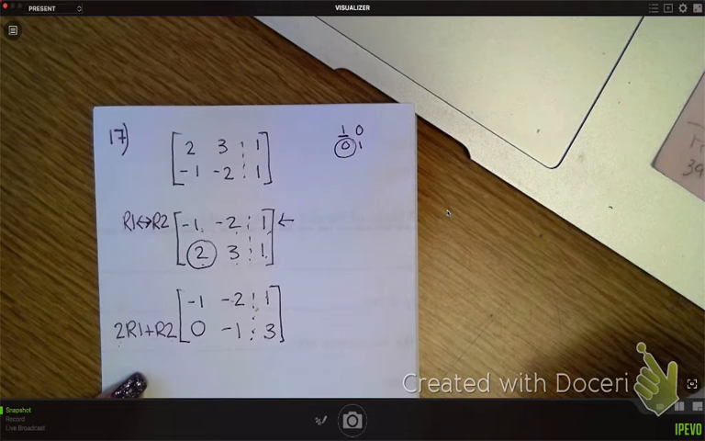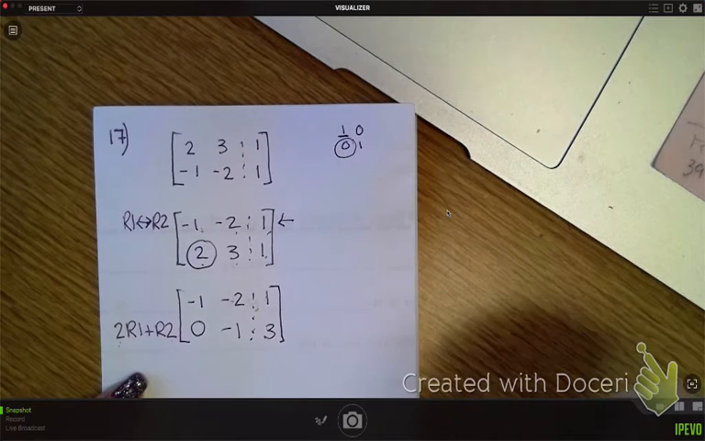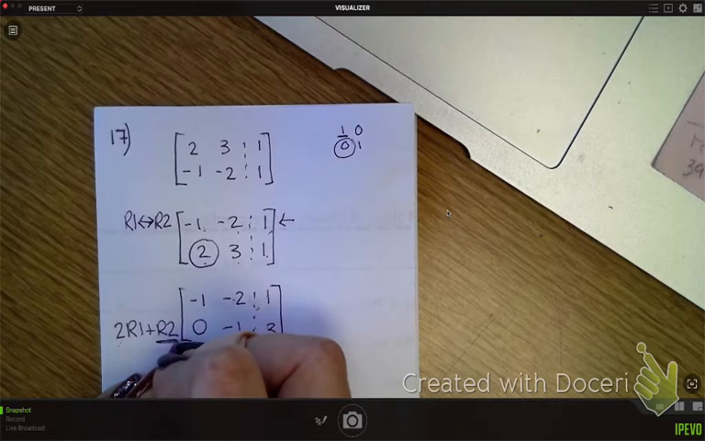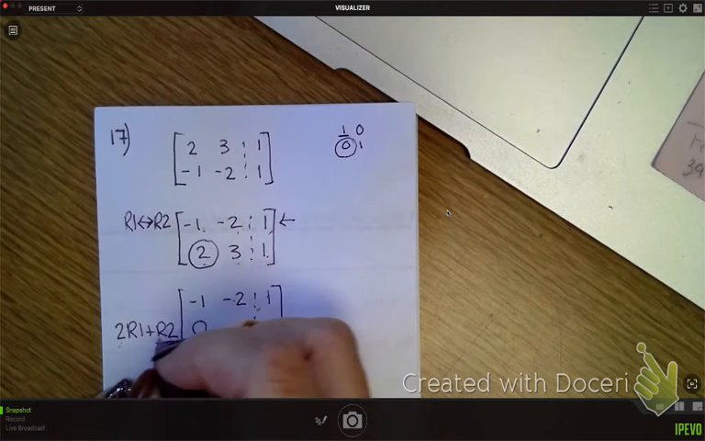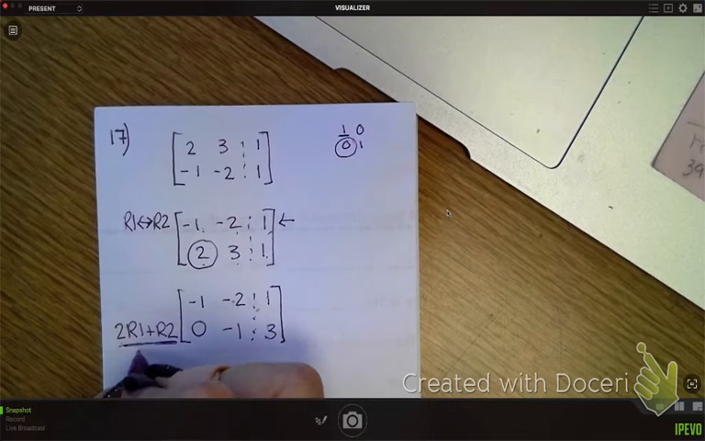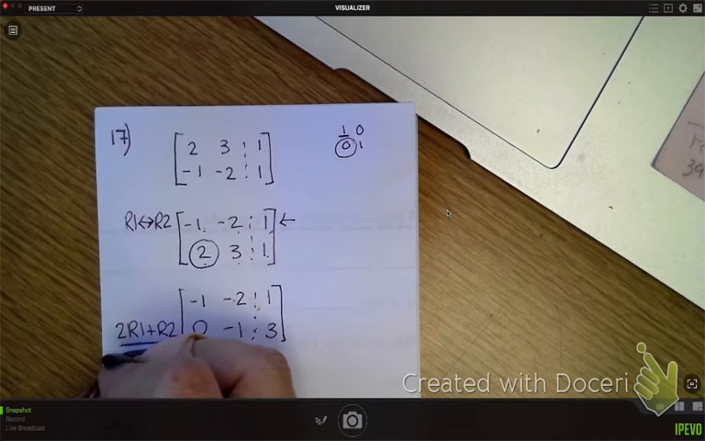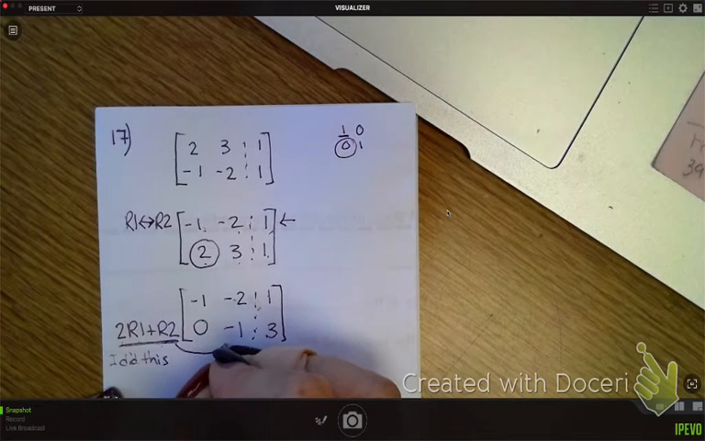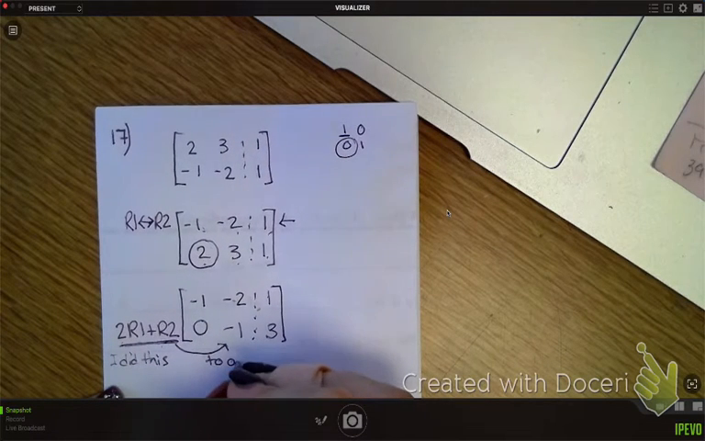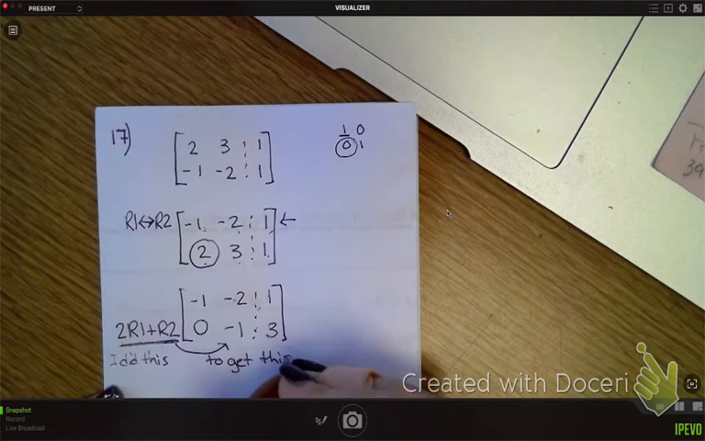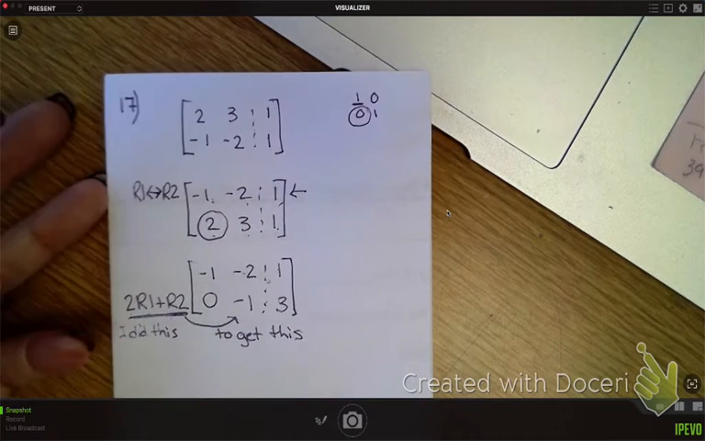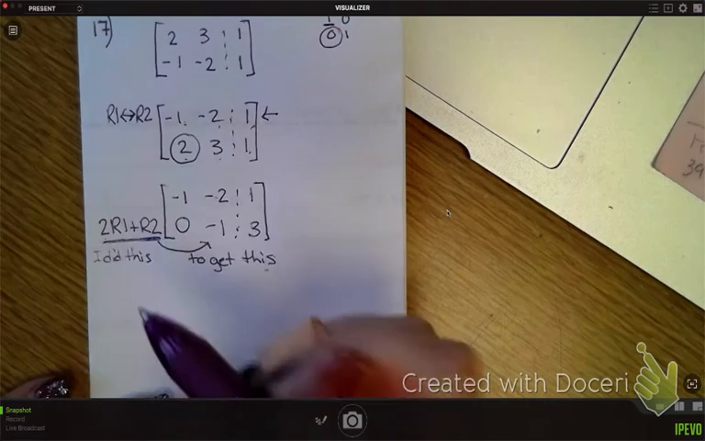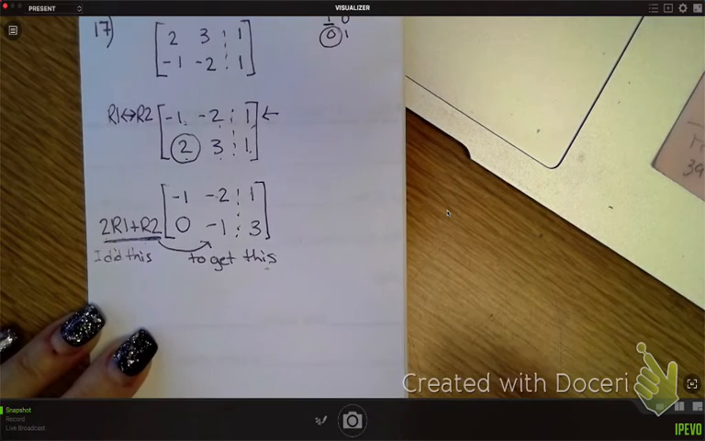Carly. So when you're doing the steps, like the 2R1 plus row 2, do you have to change the last row too? The only thing that is changing is this row. This row becomes the result of this. This statement right here says, I did this, I did this, to get this. Does that make sense? Yeah. Okay, I did this and it got me this. That's what that statement says.